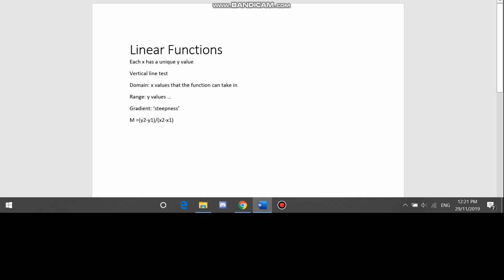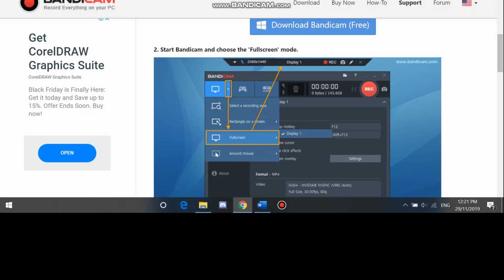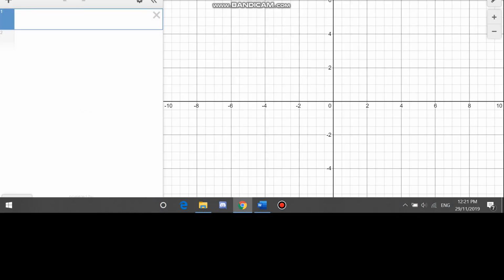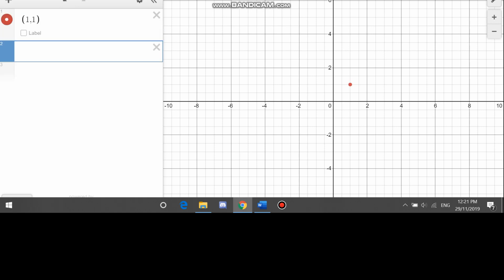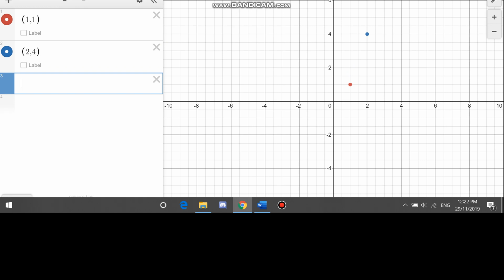I think one of the ways to visualize this is by going to Desmos. So here, let's say for example we have the point 1, 1, and we have the point 2, 4. Okay, that's a better example. So the steepness is by subtracting the y coordinates here. So 4 minus 1 is 3, and 2 minus 1 is 1. So it tells me for these 2 points, the gradient here is 3.